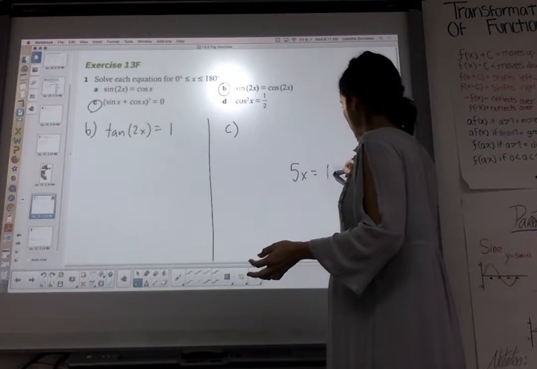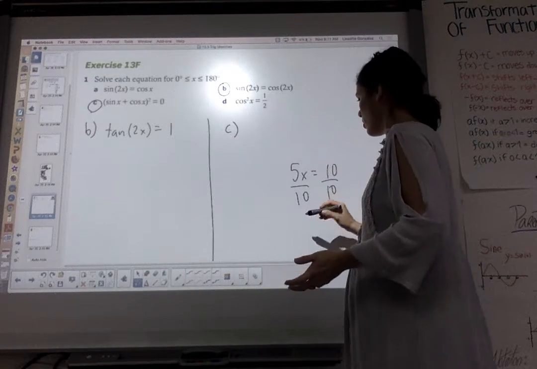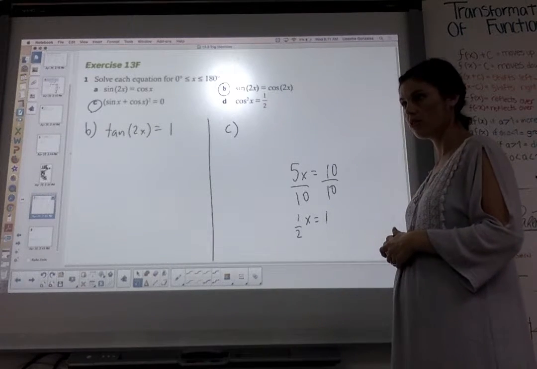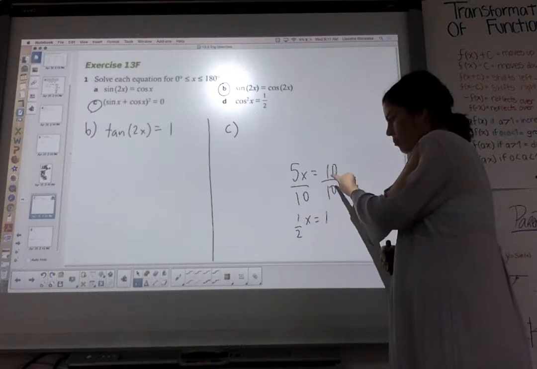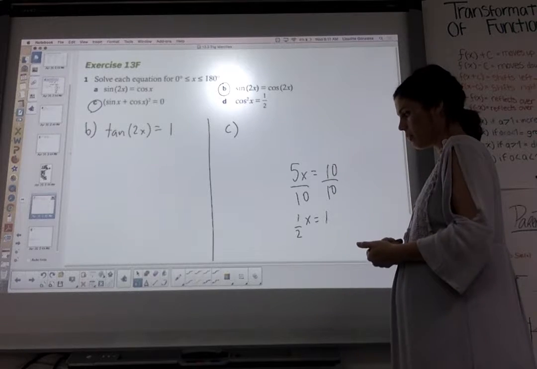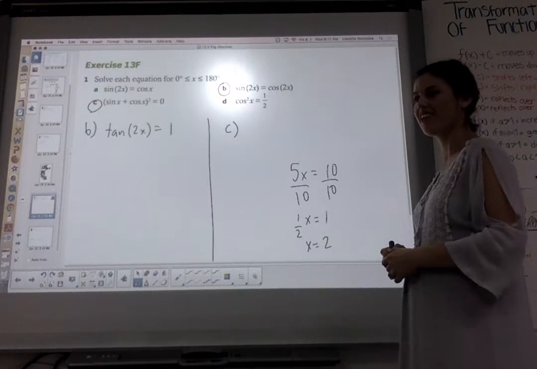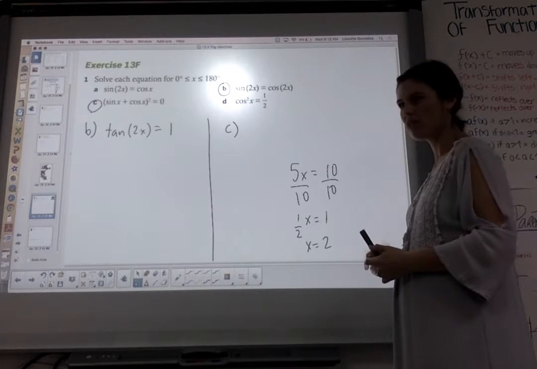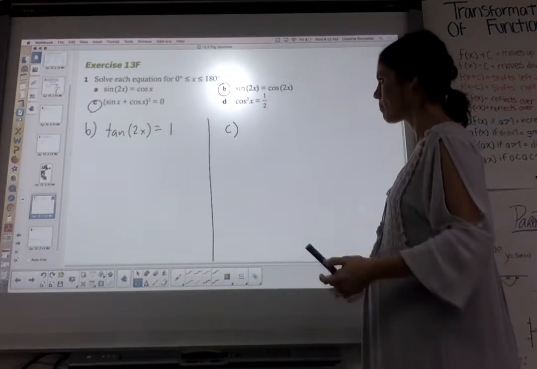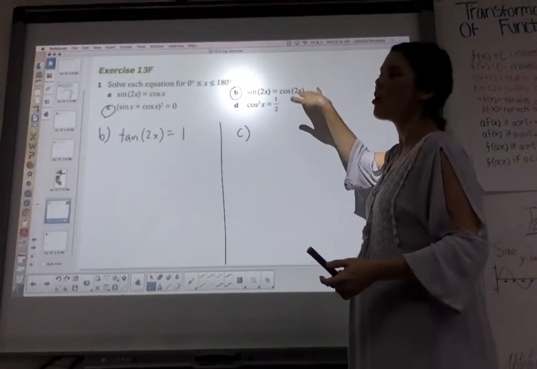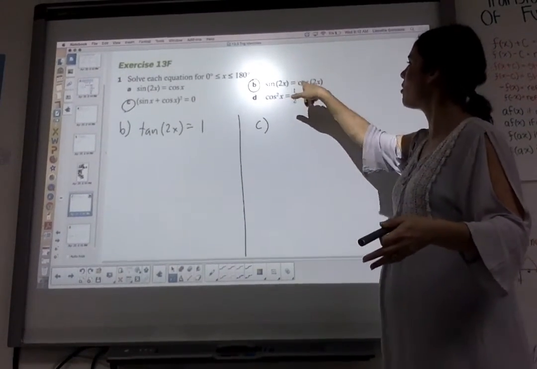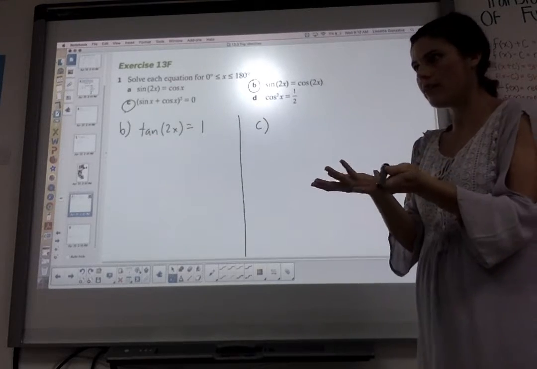Fine. Can I still do this? Can I still say 1/2 x equals 1? Yes. I normally wouldn't do that, but can I divide both sides by 10? I could, and then eventually it'll still get me to 2. I just thought you were supposed to do the opposite operation, so that's why it confused me. Because if you're multiplying, usually you divide. But we're not solving for x right now. We're just trying to have one trig identity that we can solve.